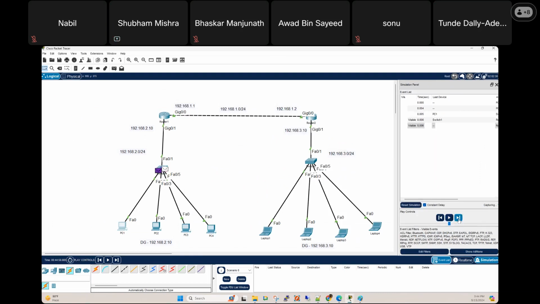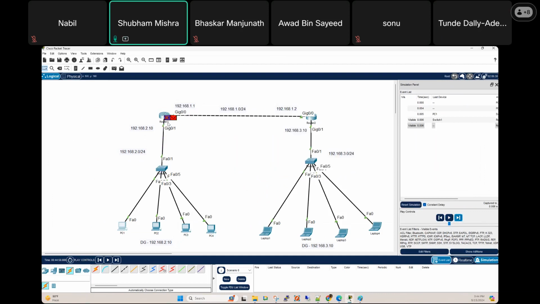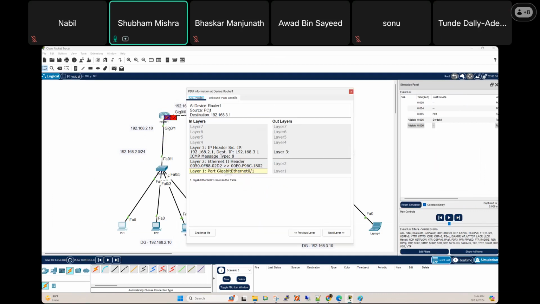Normally, a switch interface does not have an IP address. Can the switch forward this packet here? What happened? This packet is dropped.